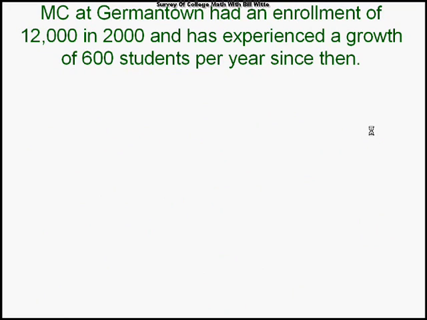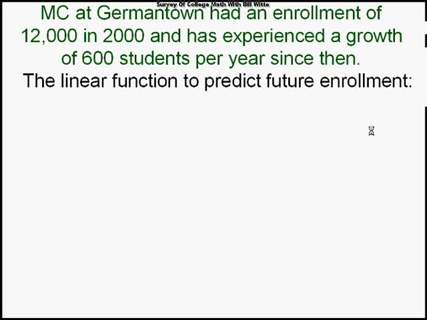Montgomery College Germantown campus had an enrollment of 12,000 in the year Y2K, in 2000. And I know that we've experienced a growth of 600 students every year since, because of all the townhouses and houses being built around here. Now, if we had a function, we could predict future enrollment. That would be of great use to us.